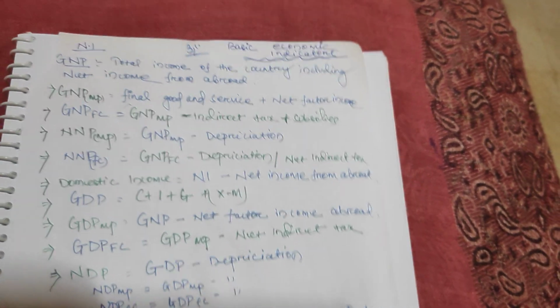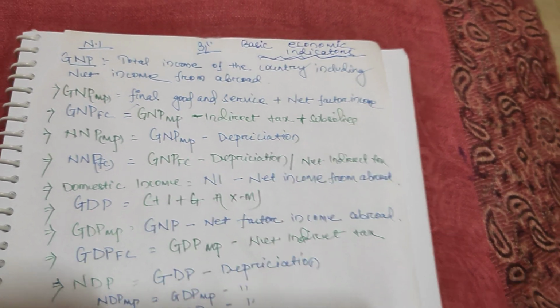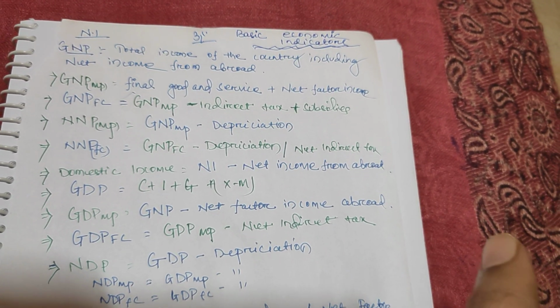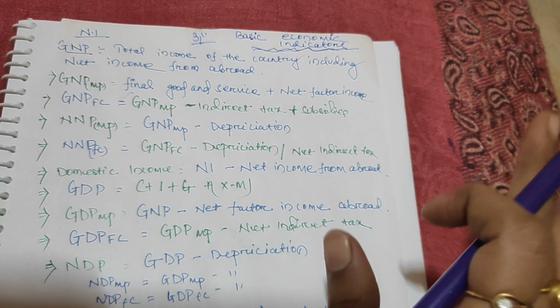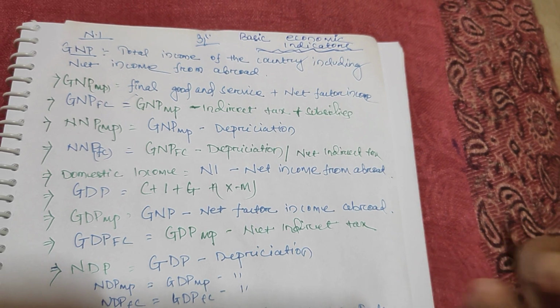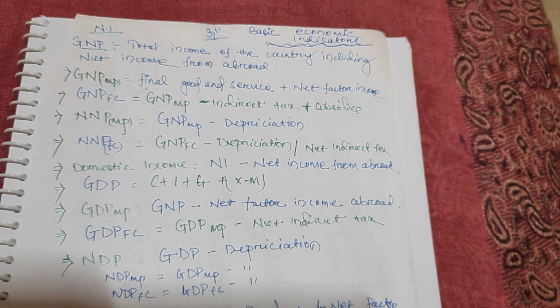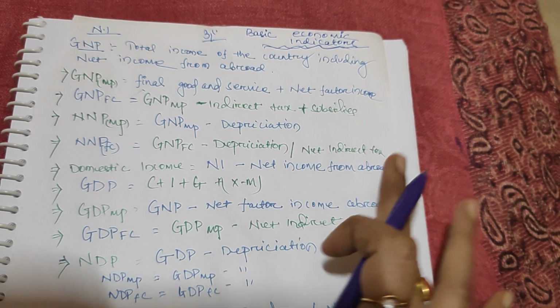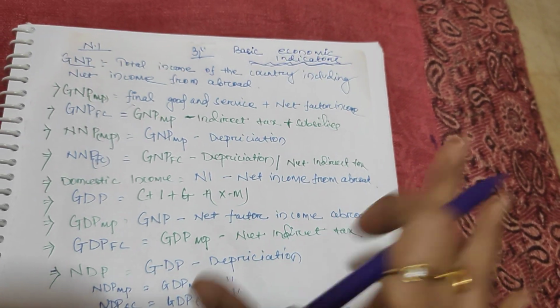I wrote these things in shortcut because I stuck it on my wall. If most students are confident about these basic economic indicators, fine. But if any students are very confused, you can pause my video and write it on an A4 size paper like I wrote here, and I also stuck it on my wall for my viewers only.